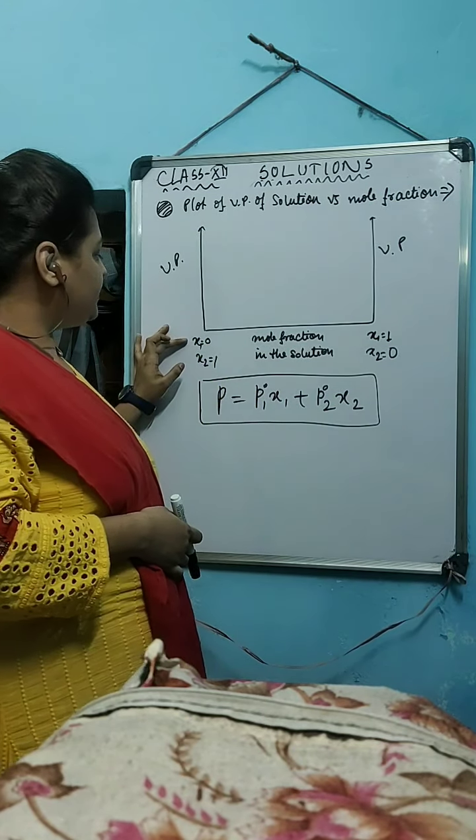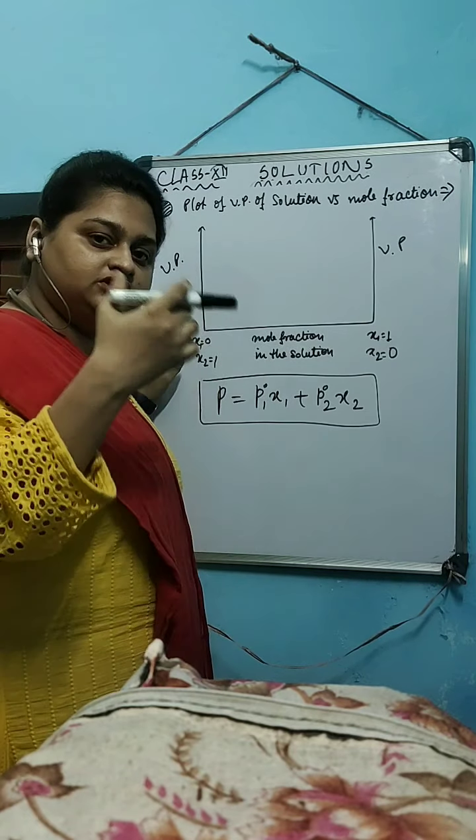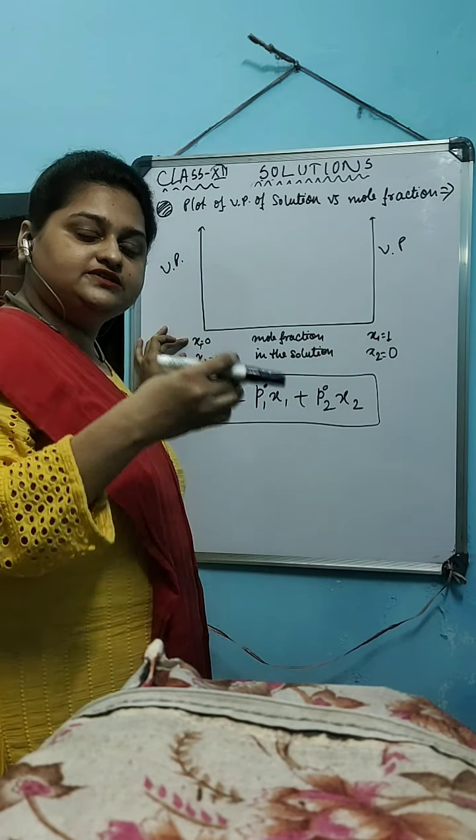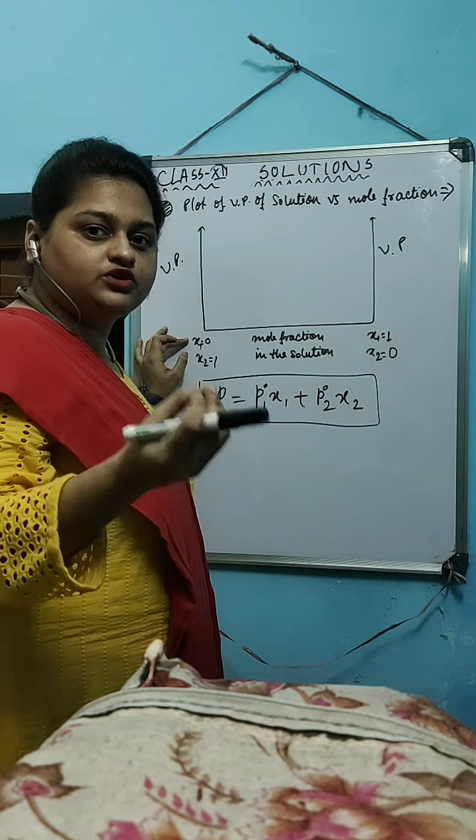Now, when I am taking X1 equals 0, I am trying to tell you that in this solution the amount of solvent is 0.